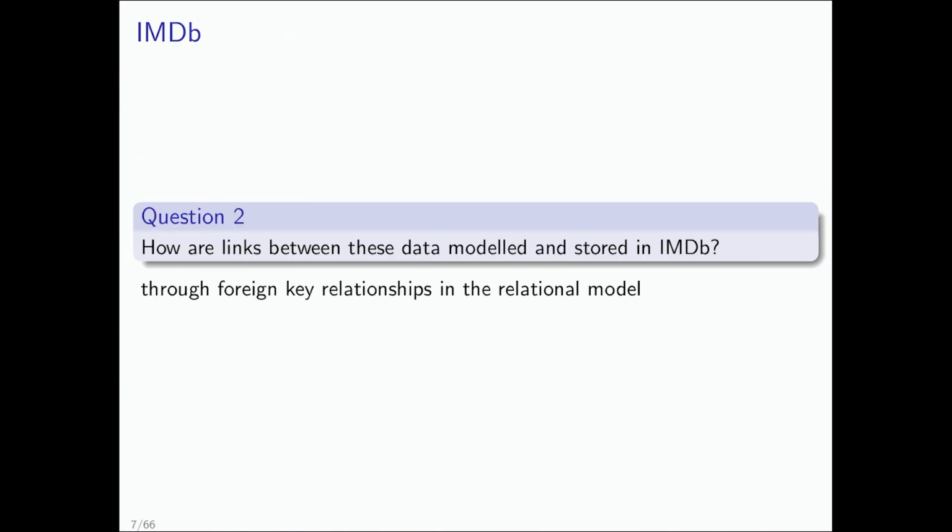Yeah, and then question 2 was, how do we represent these links between different items, like, you have actors, you have movies, actors play in movies and stuff like that. That's of course foreign key relationships that are modeled in the relational model.